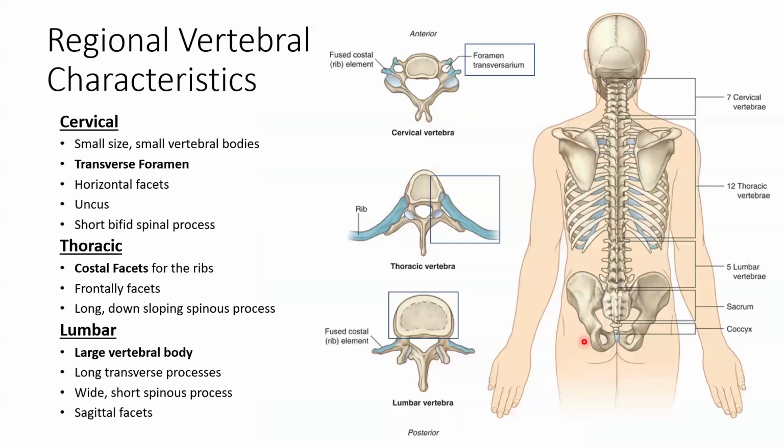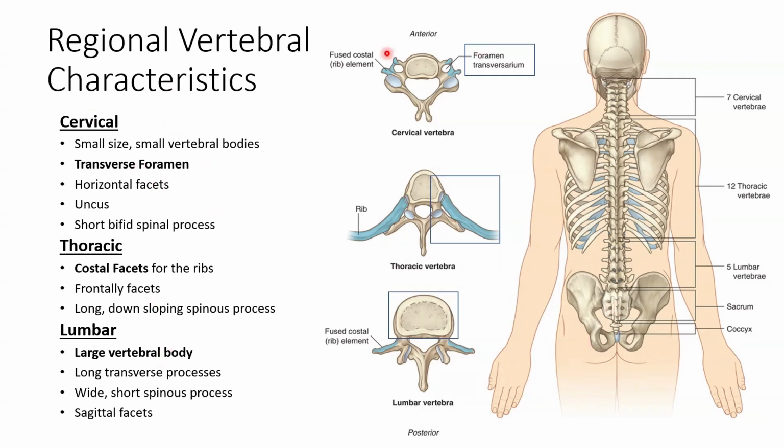Okay, so some regional characteristics of vertebrae. We talked about how typical vertebrae have similar structures, but there are very specific and unique structures for each region, cervical, thoracic, and lumbar, that I want you to know, because I want you to be able to look at a vertebra and know, is this a cervical, is this a thoracic one, or is this a lumbar one? Some high notes are listed here.